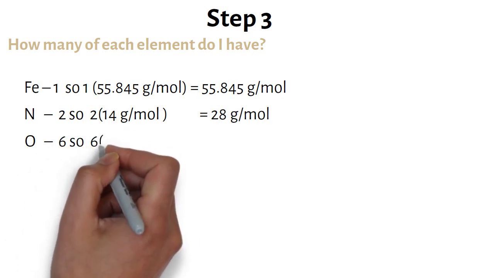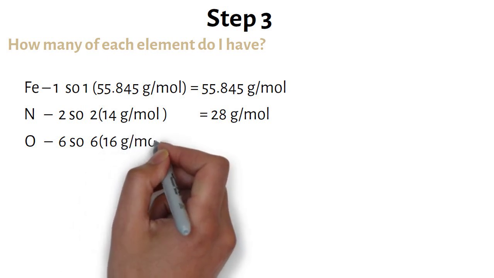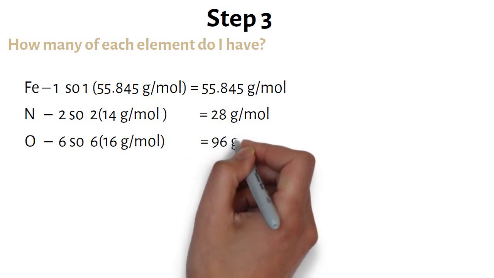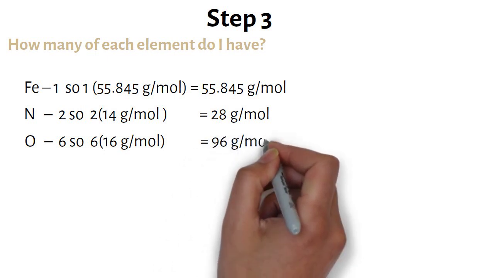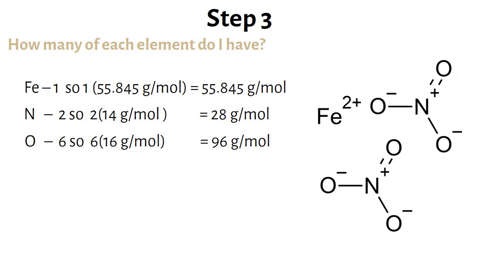Here we have 6 oxygen, so we would take that 6 and multiply that by the molecular weight, which is 16 grams per mole. That gives us a total of 96 grams per mole. Now, we go on to the final step.